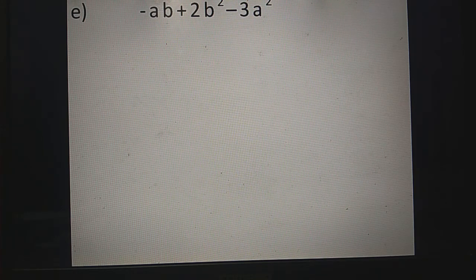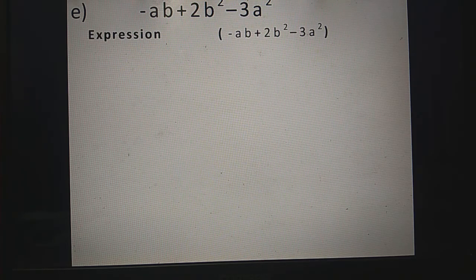Your next sum is minus ab plus 2b square minus 3a square. So the expression is minus ab plus 2b square minus 3a square. How many terms are there? There are 3 terms. Minus sign you will include in the terms. So there are 3 terms in this expression.